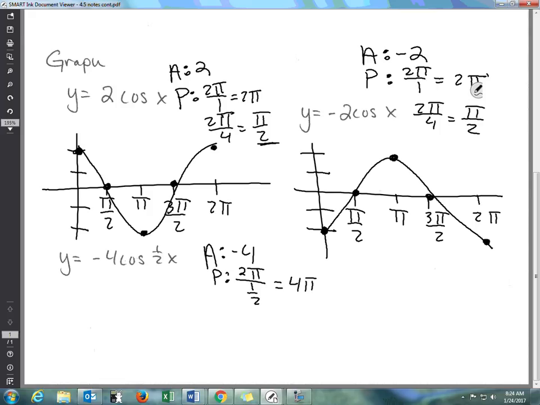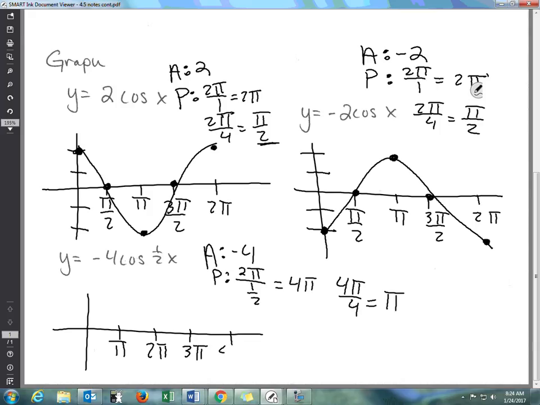Okay, so to get each mark, I'm going to take 4 pi and divide it by 4, and I get each mark being pi. Okay, so I come over here, and I put each mark, instead of pi over 2, I figured it to be pi. So this is pi, 2 pi, 3 pi, and 4 pi. Okay, now my amplitude's negative 4. So 1, 2, 3, 4. Okay, and 1, 2, 3, 4.